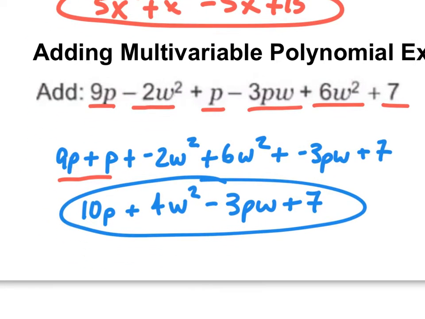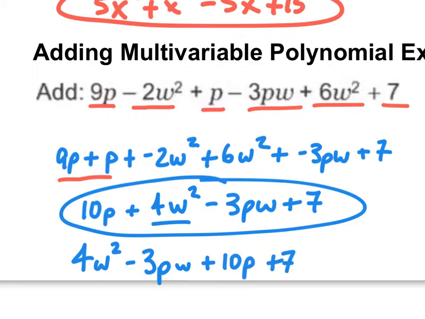Now, putting this in standard form, making sure that everything goes in descending order, just to make it look nice, I would put the 4w squared first and write 4w squared minus 3pw and then plus 10p plus 7. You can reorder this and put it in any way that you want. The reason why I started with the w squared is because it had the largest exponent, and then my next term contained a w and then a p. So I wanted to have the w squared and then a w, and then because this had a p, I just put the other p over on this side, and then the constant always goes last.